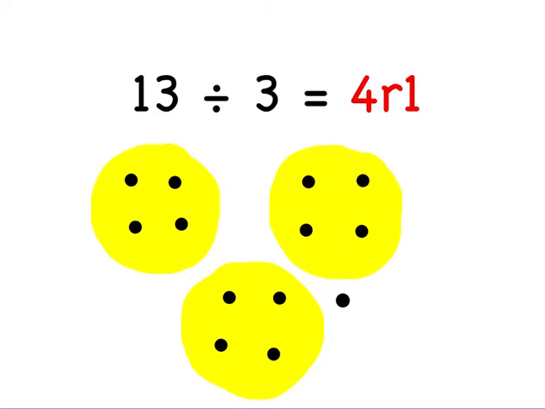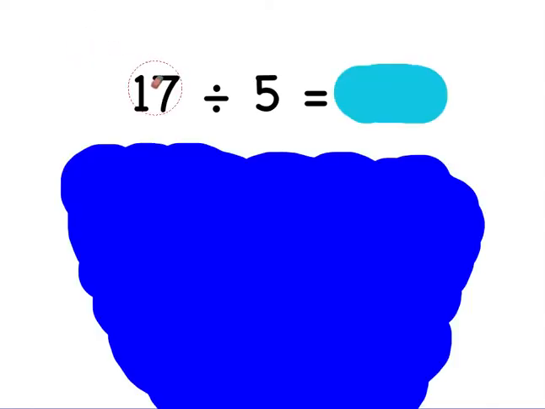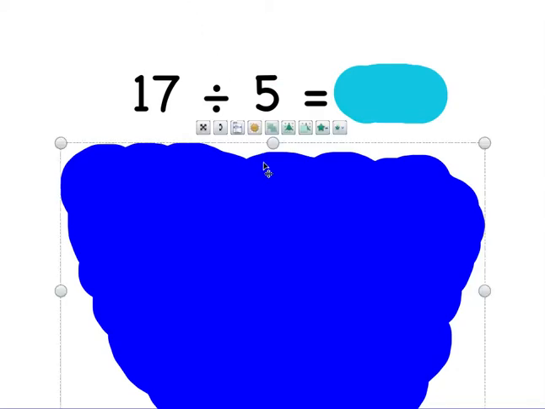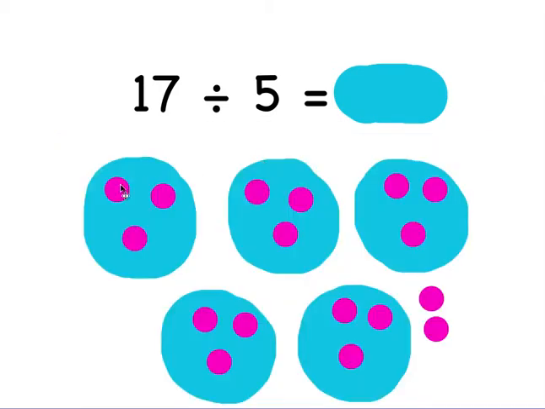Let's try another one. 17 divided by 5. How many groups am I going to have under here? 5 groups. And then I'm going to put 1 in each group until I get as close as I can to 17 without going over. And then I'm going to put my remainder down here, what I have left over.